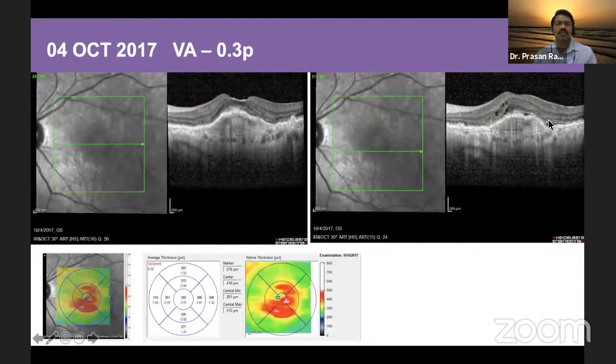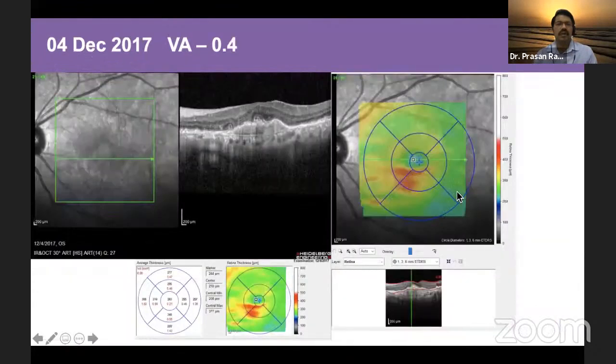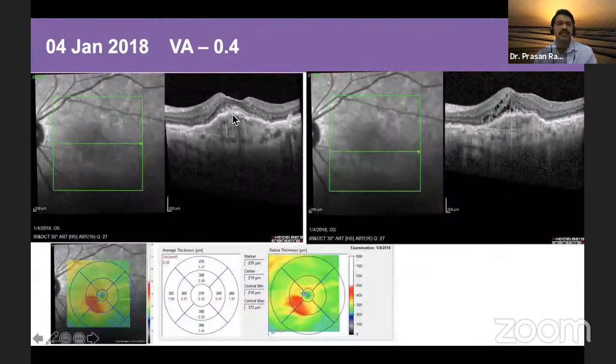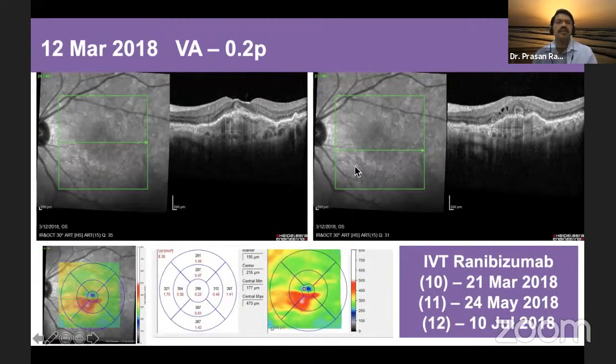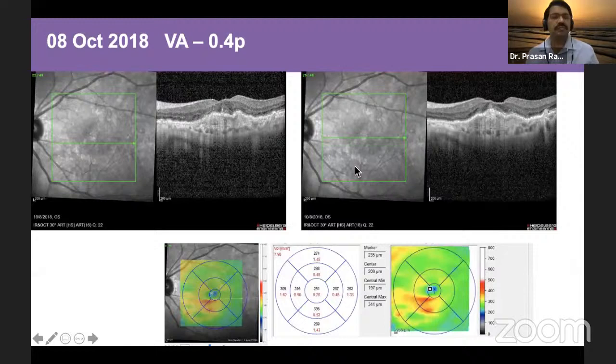This is her vision, but she had fluid here. So another injection was given, and there are various changes on the OCT. You have the outer retinal tubulations, and you have RPE atrophy present here. She followed up in January 2018. The vision is 0.4. You have subretinal fluid, intraretinal fluid, and intraretinal cysts present, and then she was given injections again. Finally, to cut this long story short, she presented in October 2018 maintaining a vision of 0.4. We are currently doing her injections every 4 to 6 weeks, and she's maintaining good vision.